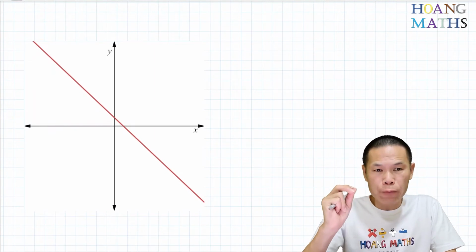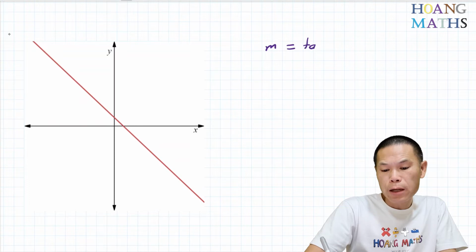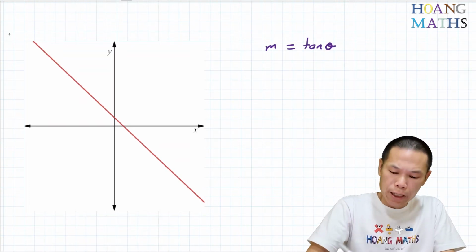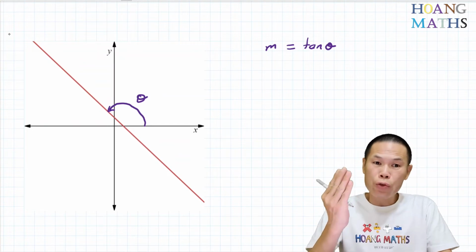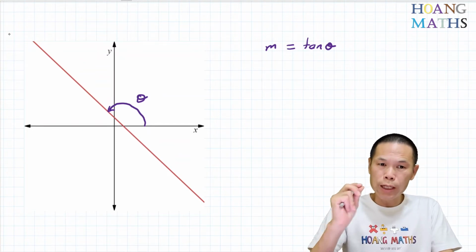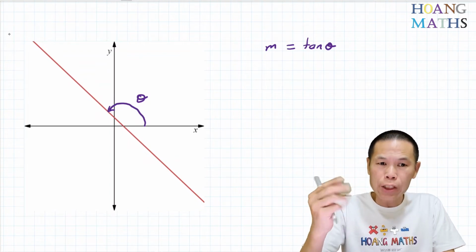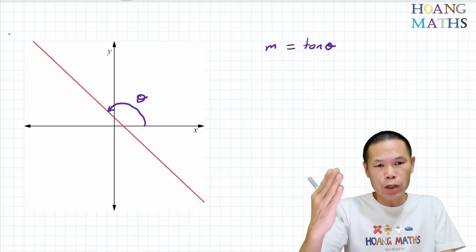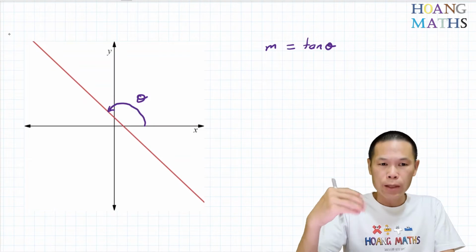Now, if we have a negative gradient, we know that m equals tan of theta, or tan of theta is equal to m. The angle theta is the angle of inclination. So this here is angle theta. We know that angle theta is obtuse, in other words, the gradient is negative. So to find the angle of inclination in this case, we go inverse tan of the gradient. We ignore the negative sign, and then we go 180 minus the acute angle.